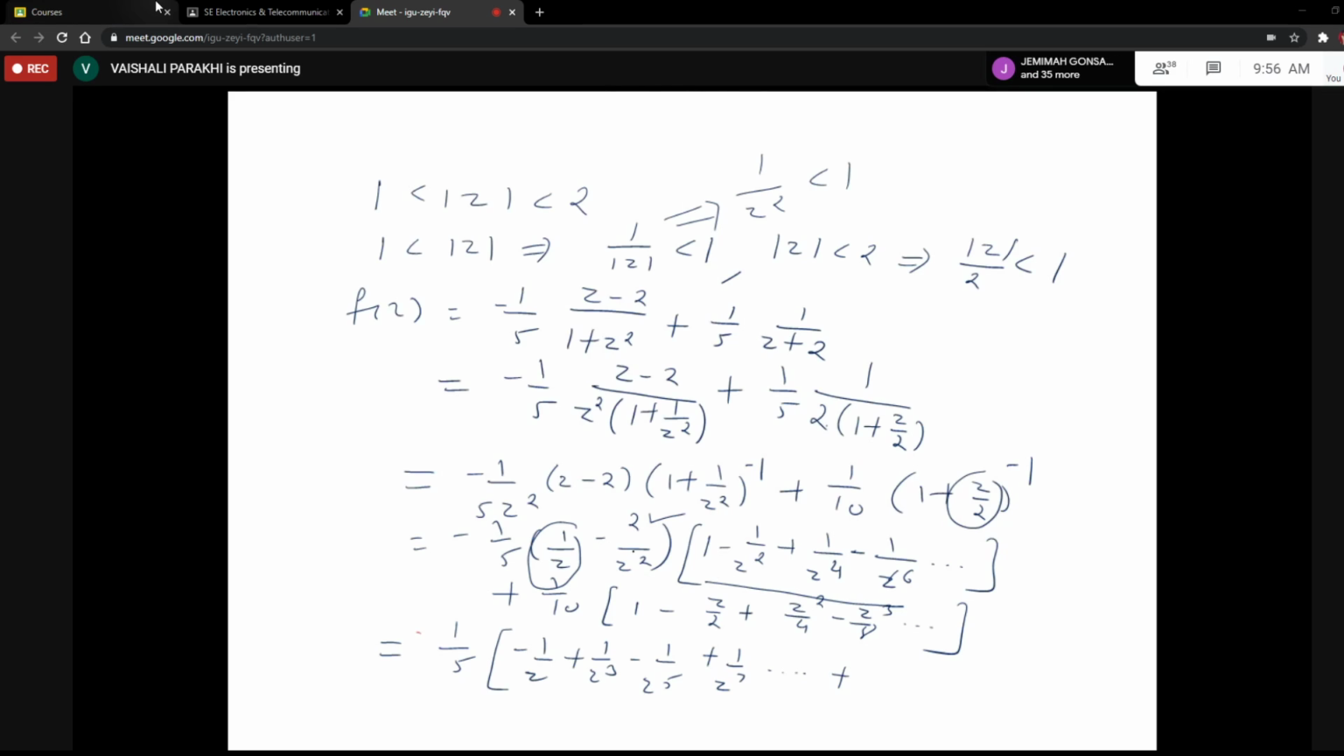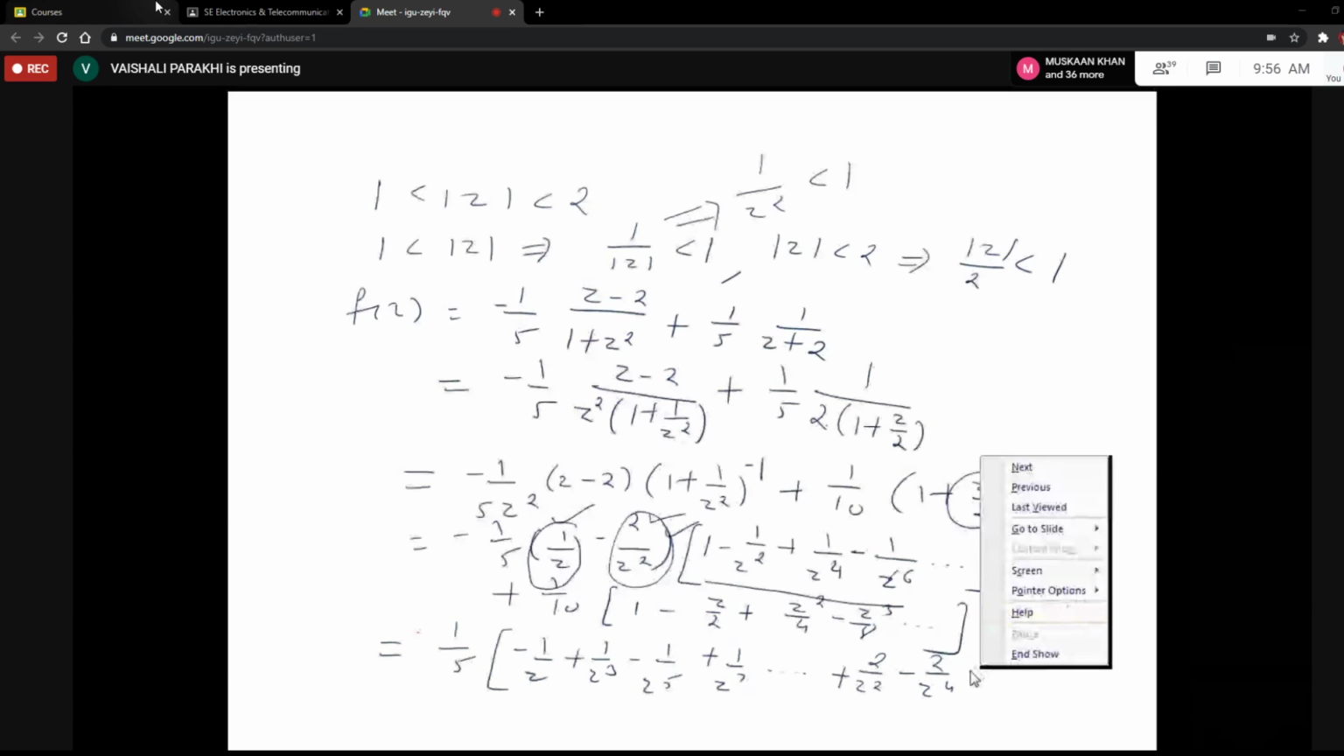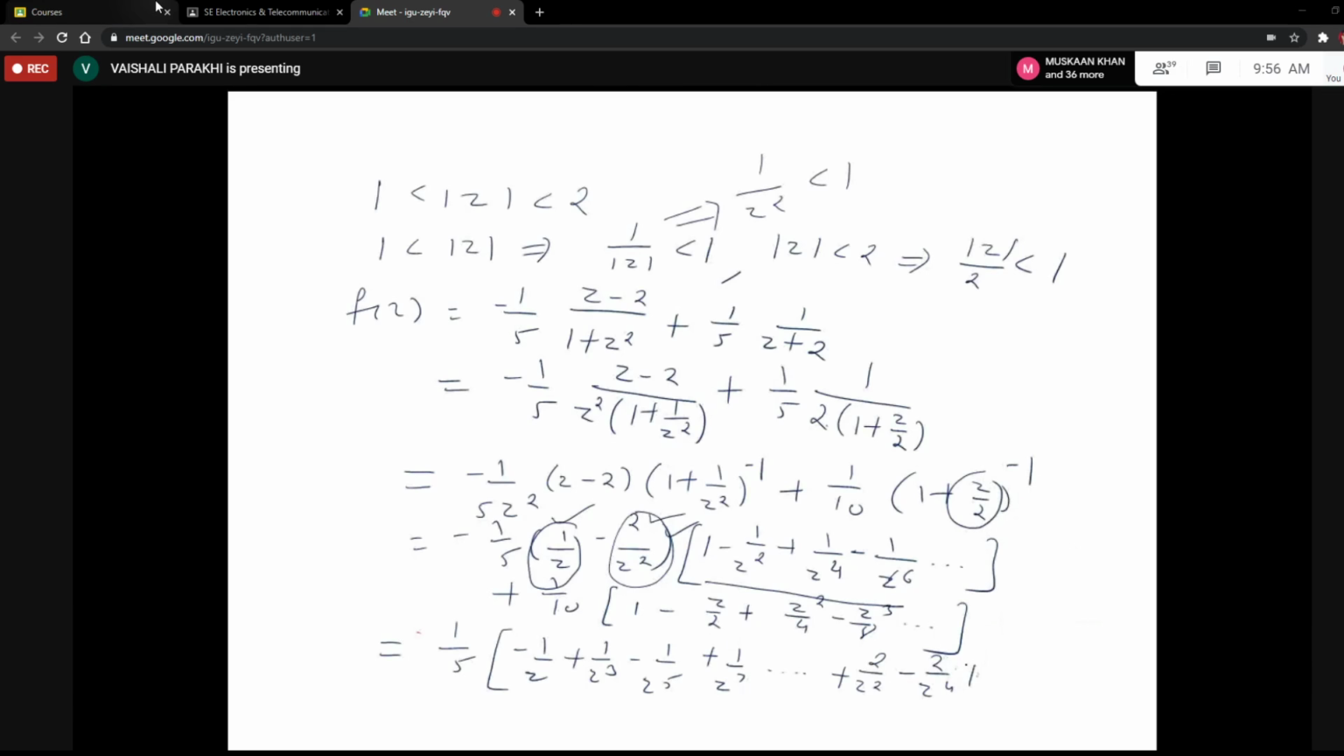Then plus. Now let us start multiplying this term to the bracket. First we multiplied by this term, right? Now we are multiplying by this term. So now what happens? Minus will become plus. So 2 by z square it will be. Then the second term will be what? Minus 2 by z raised to 4. Then plus 2 by z raised to 6. Yes. And so on, right? So even if you write the 3 terms or 4 terms, it will do.